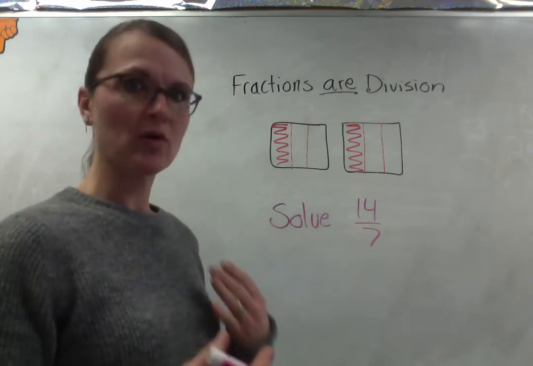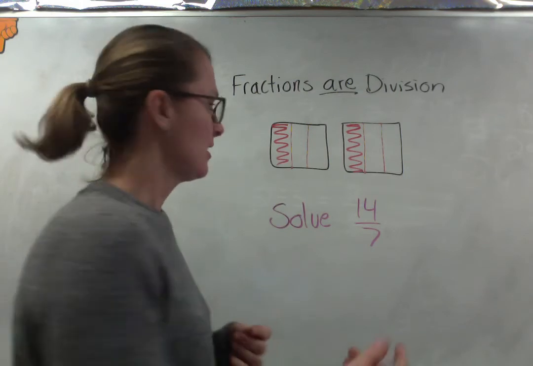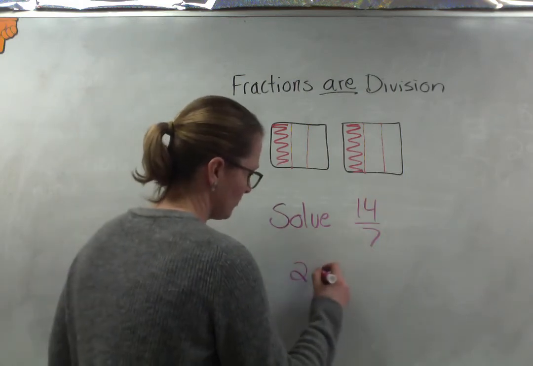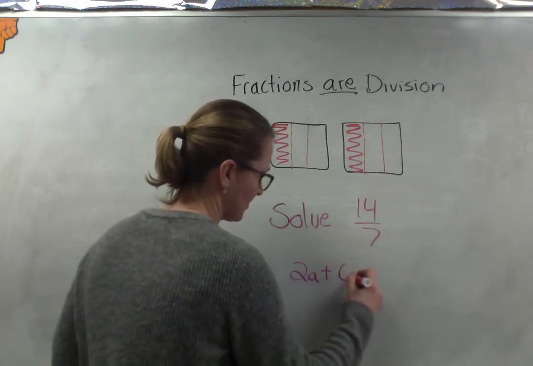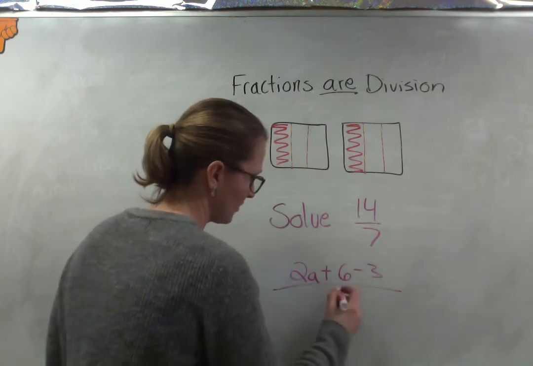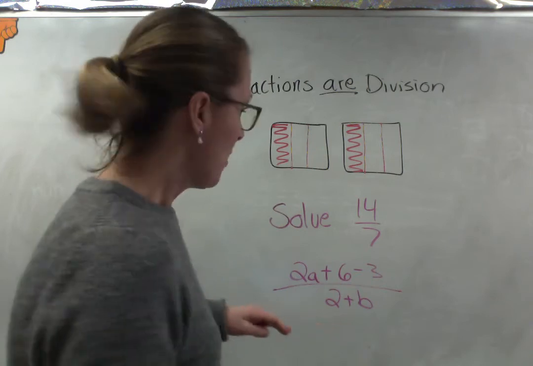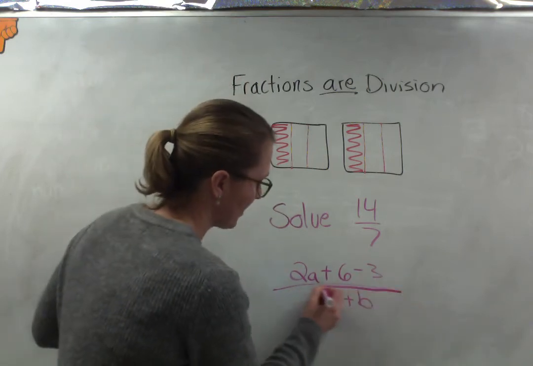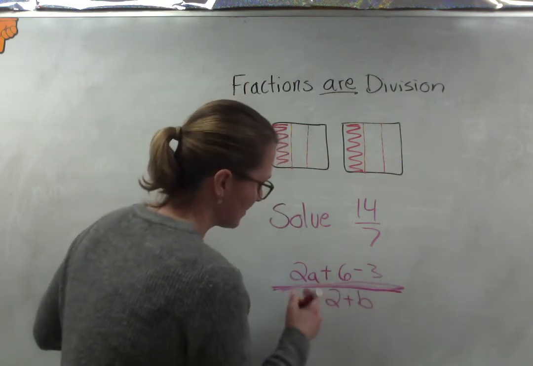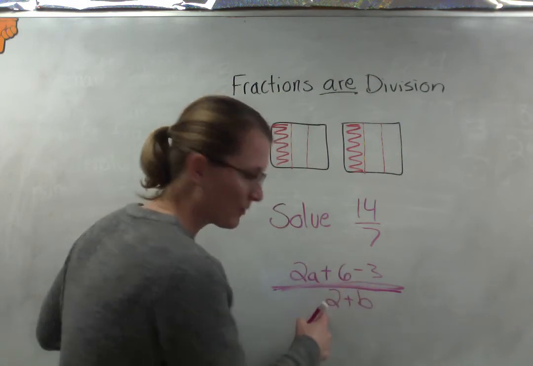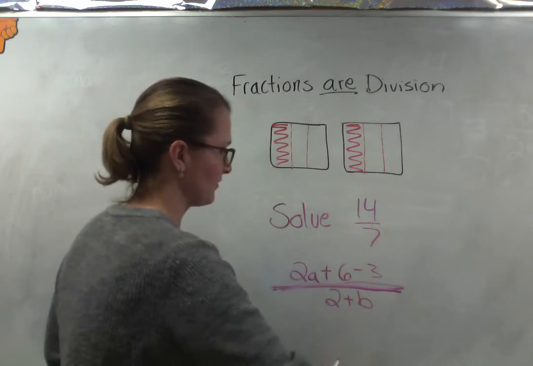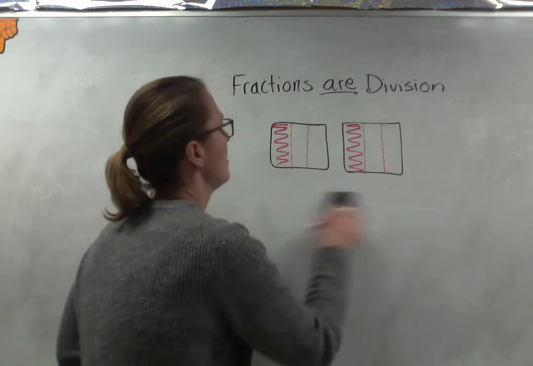So when you get into more complicated algebra and you have something like 2a plus 6 minus 3 over 2 plus b, don't worry about having to solve that. But if you did, all that this line means is that whatever this is, you divide it by what's underneath, just like a fraction, top divided by bottom, okay?